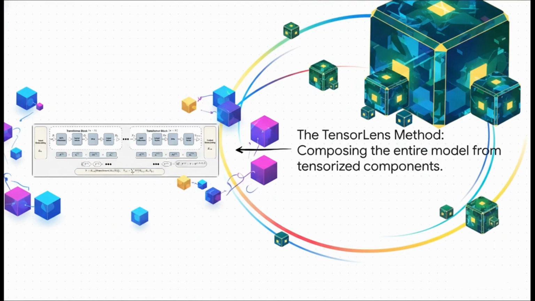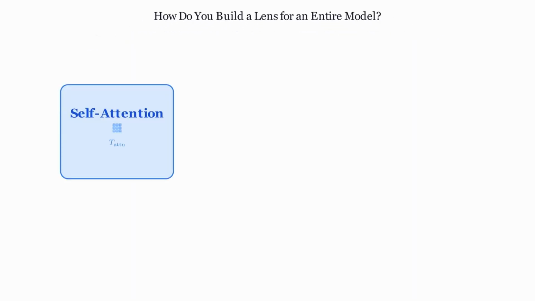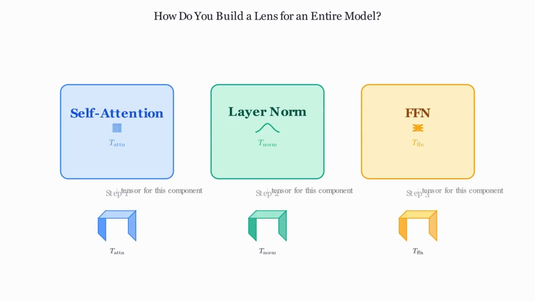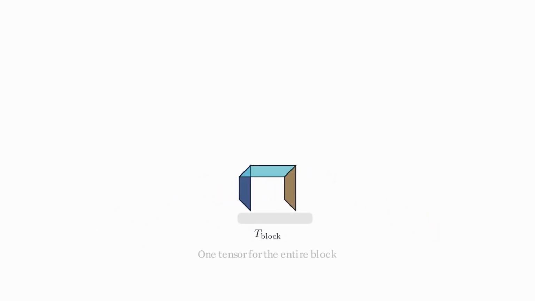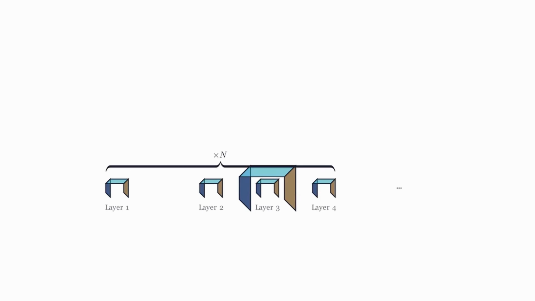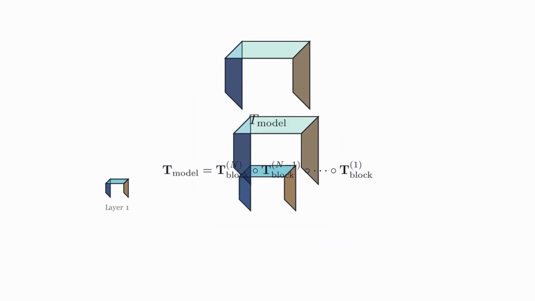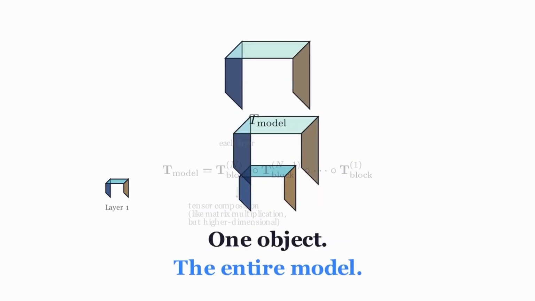So how do they build it? Well, it's pretty methodical. The researchers basically go through each part of the transformer, the self-attention, the layer norm, the feed-forward network, and they figure out the tensor for each one. Then they use some clever math to compose them, kind of like snapping together Lego bricks. They do this for every single block, and then they compose all the block tensors together until they're left with one single massive tensor that represents the entire model from start to finish. It's really an elegant bit of engineering.